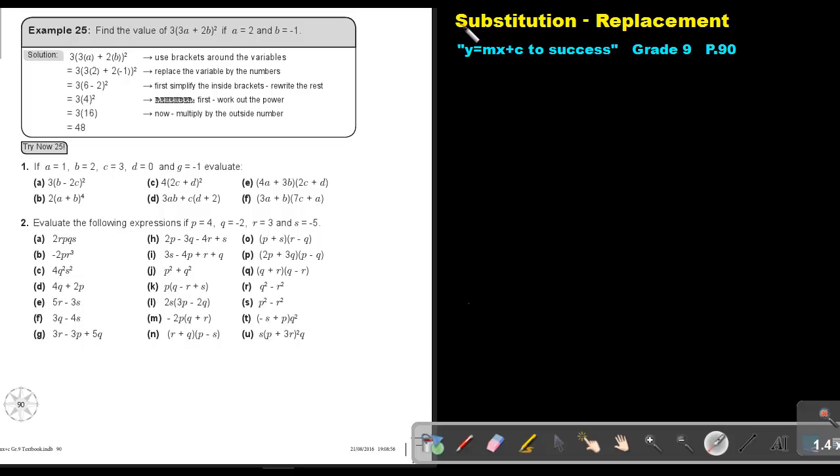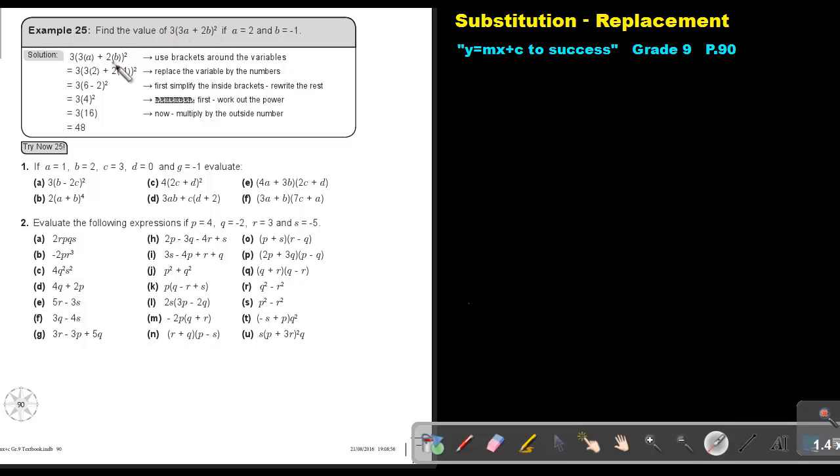Part 13. We are going to continue with substitution or replacement. You will find this on page 90 in the Namibian Mathematics Grade 9 textbook. Let's go through example 25. Find the value of this if a is 2 and b is negative 1.